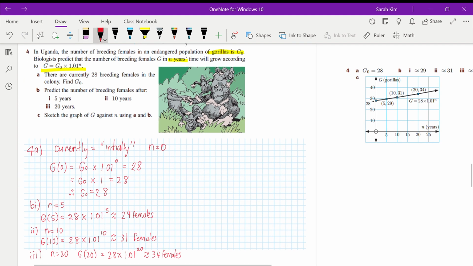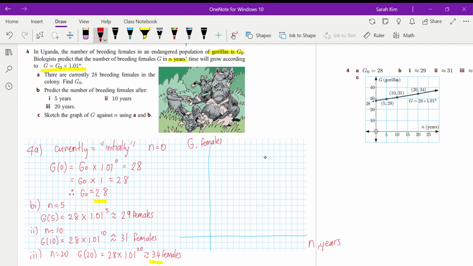Okay, so now all I have to do is sketch it. Hopefully we're used to sketching it by now. Let me label my axes first. So my G population is breeding females, and N is in years. Alright, so my smallest amount that I need to get through is 28 and 34 females, so I just need to make sure I can get that in.